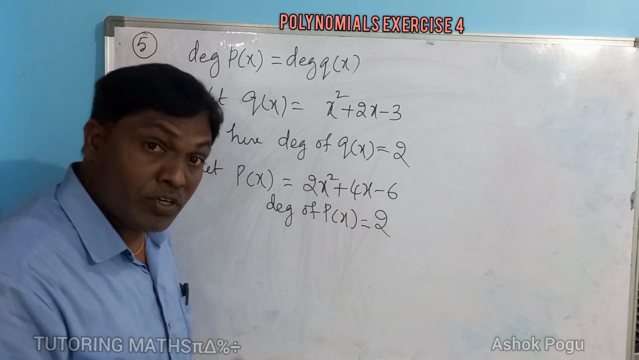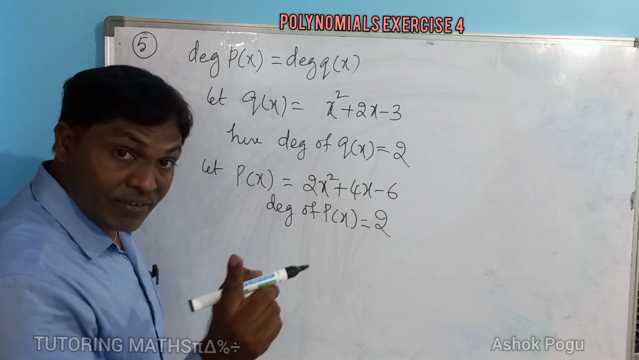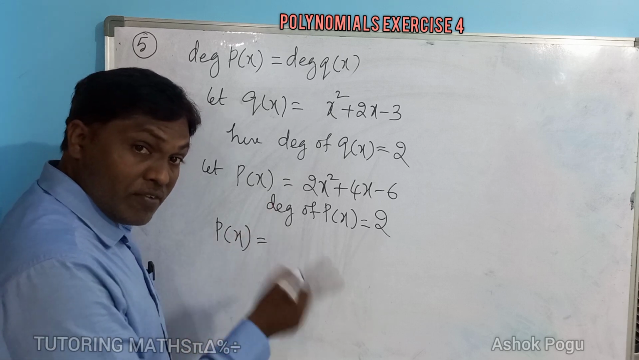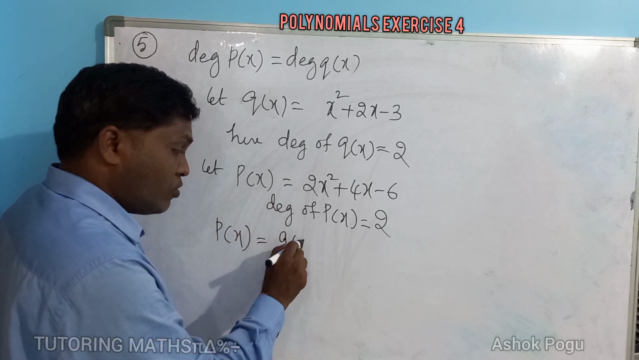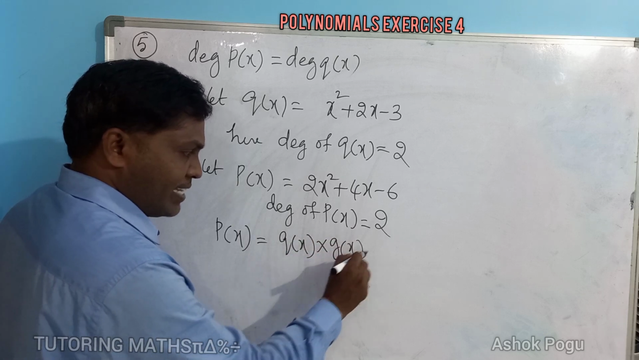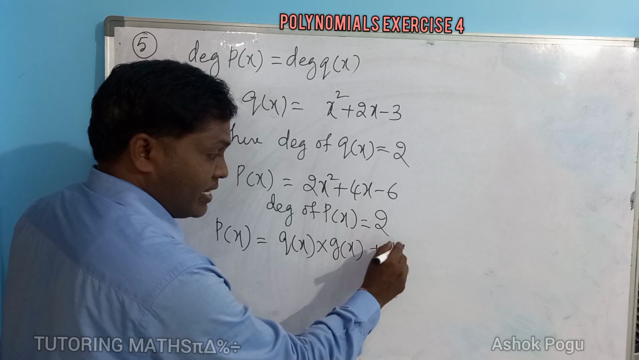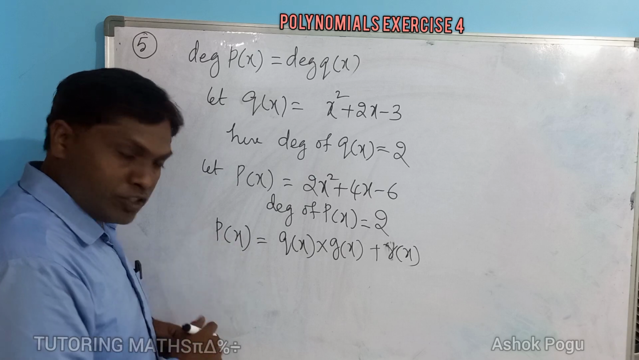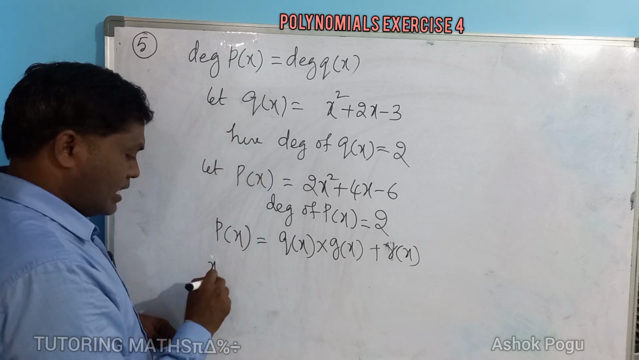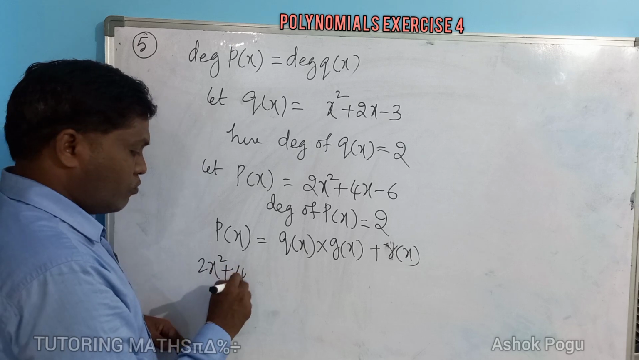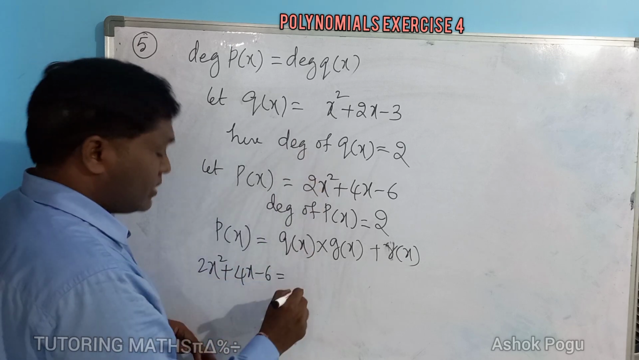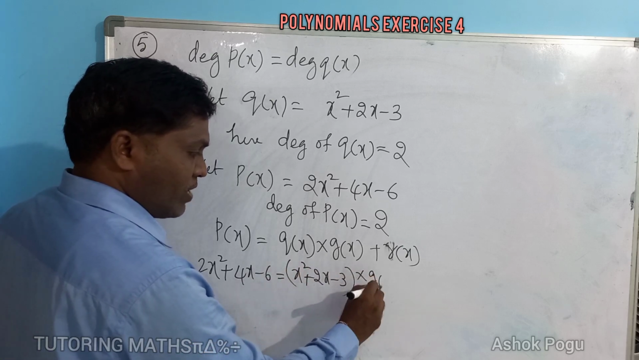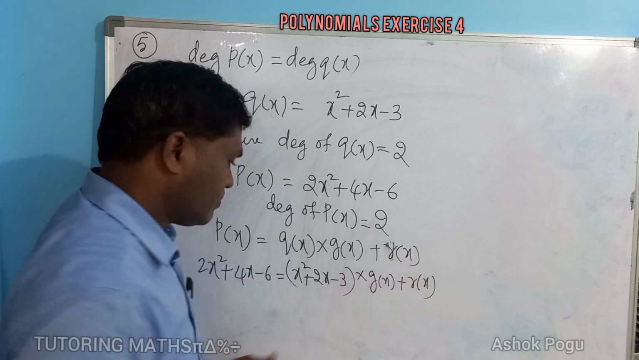What is the division algorithm? You know that. Division algorithm is dividend. What is dividend? That is p of x is equal to divisor into quotient or quotient into divisor plus remainder. That remainder is called r of x. Now you substitute p of x, that is 2x square plus 4x minus 6, and q of x, x square plus 2x minus 3, into g of x plus r of x.